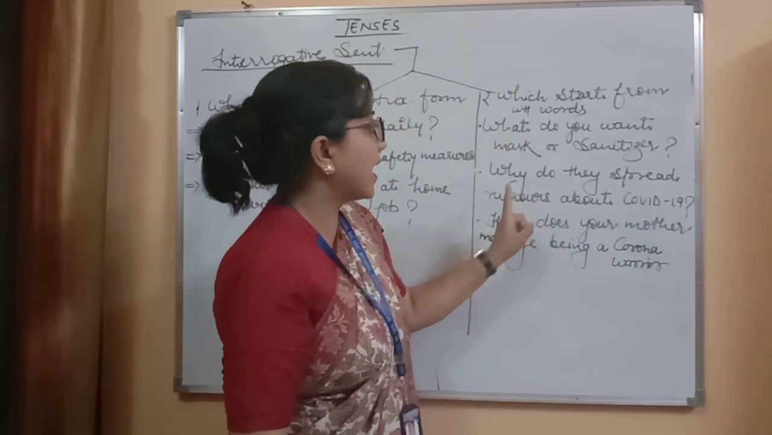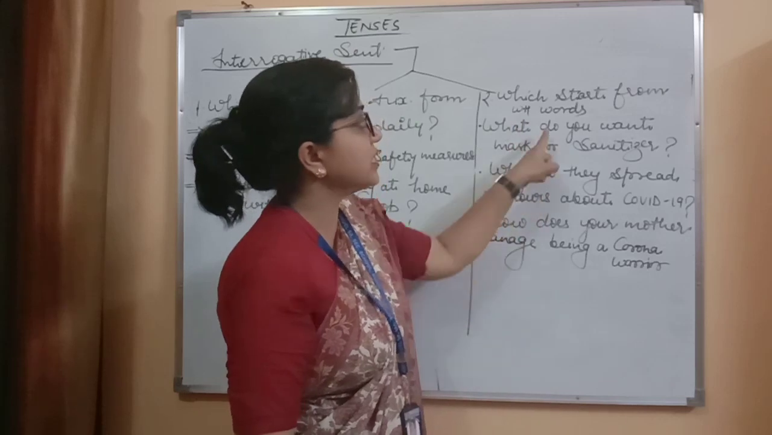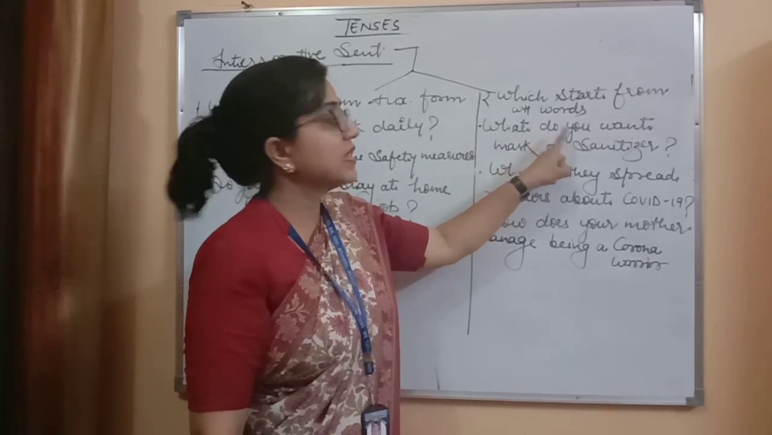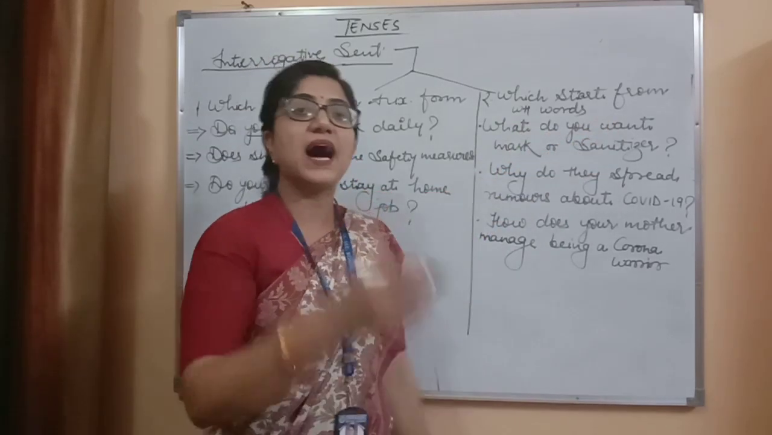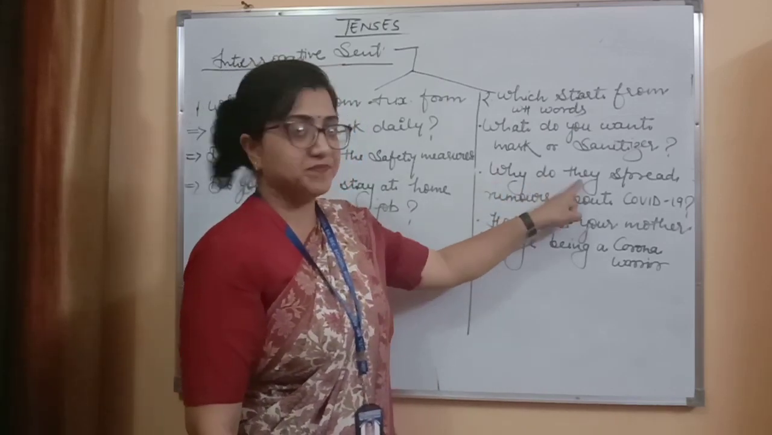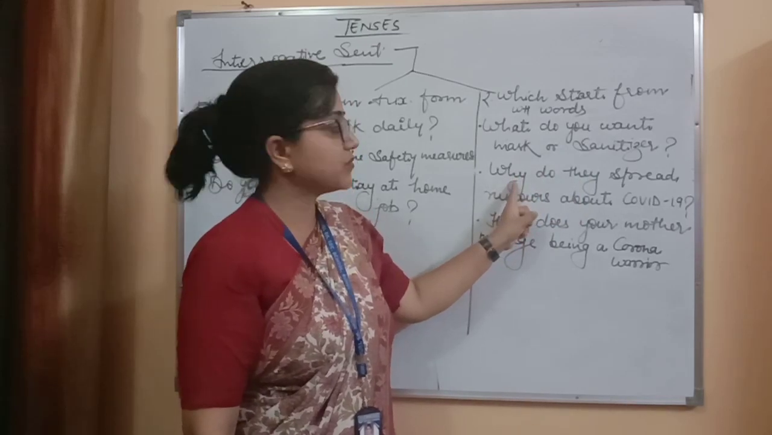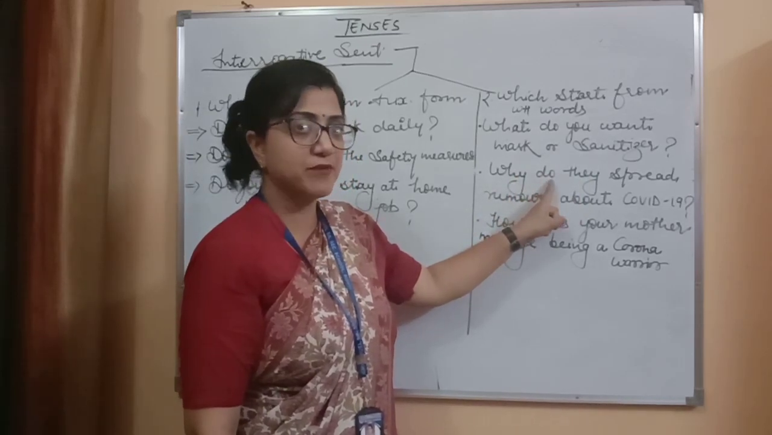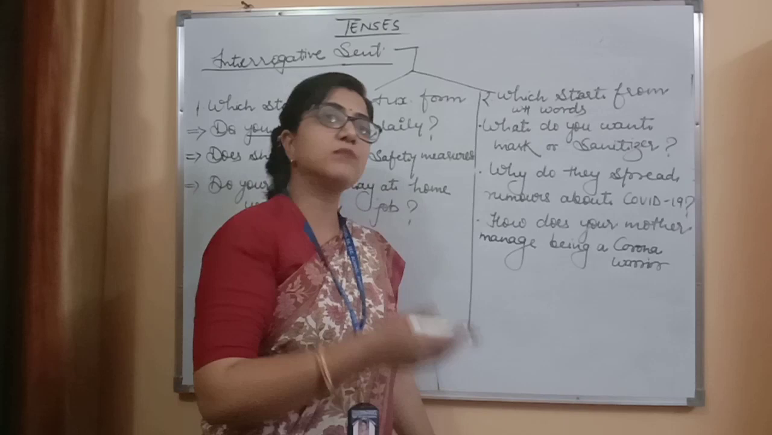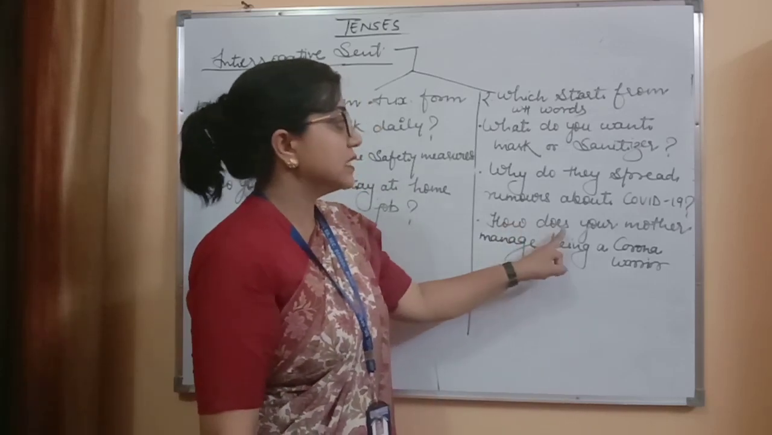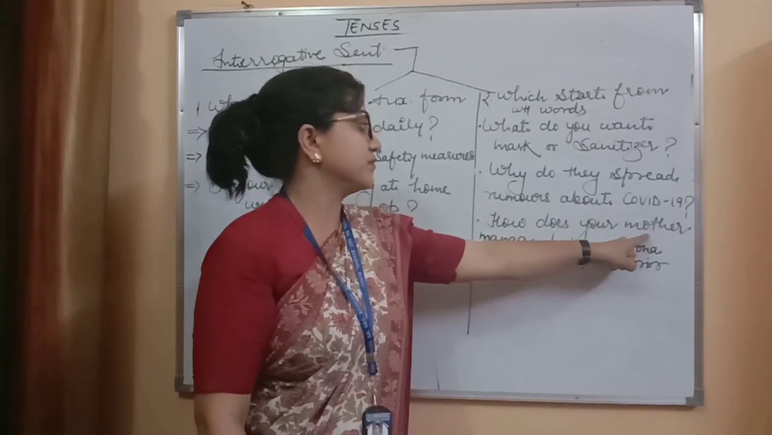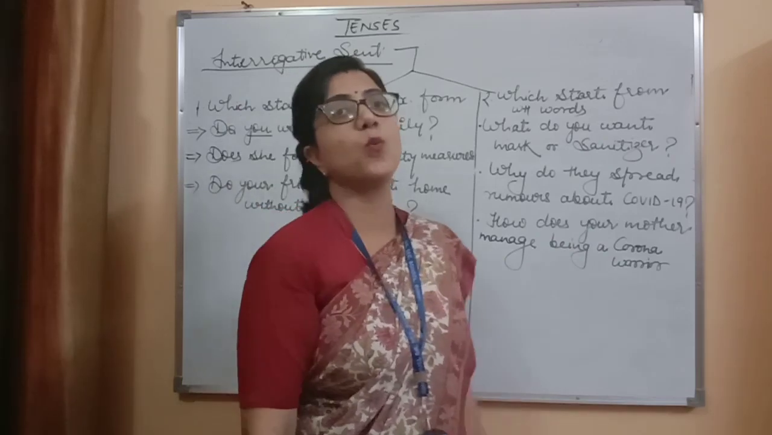Means what, why, how. After these words, you need to join the same rule scheme. After what, do or does, then subject, then first form, and after the first form of verb, object and the remaining part. Why do they? Why, question word, helping verb means auxiliary form, then subject, then first form, and after first form, object. Last, how does your mother manage being a corona warrior?